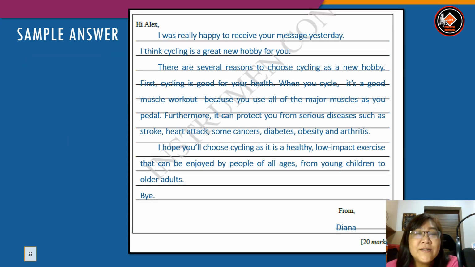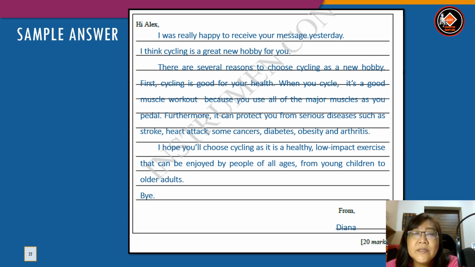Dear students, so this is a space where you have to write your answer. Now let's look at the model answer. Hi Alex, I was really happy to receive your message yesterday. I think cycling is a great new hobby for you. There are several reasons to choose cycling as a new hobby. First, cycling is good for your health.